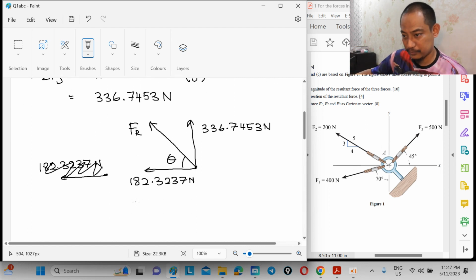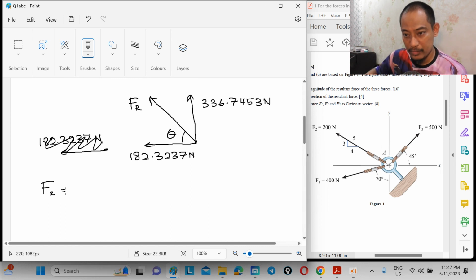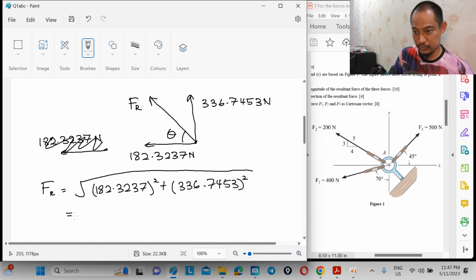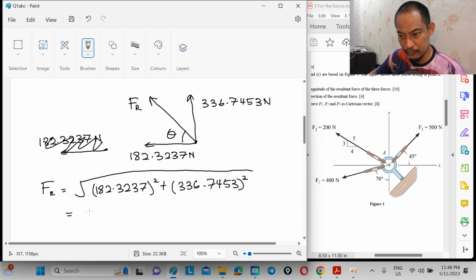So FR is simply the square root of 182.3237 squared plus 336.7453 squared. We get 382.9351 Newton.